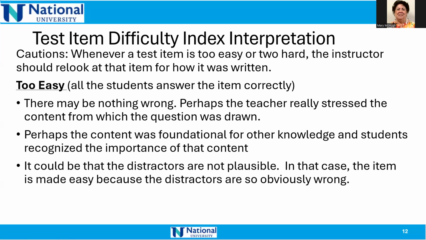It could be that the distractors are not plausible. In that case, the item is made easy because all the distractors are so obviously wrong, there can only obviously be one correct answer. So if the distractors are not plausible, then that question needs attention because, as I said earlier, one of the key requirements of a test item is that the distractors are plausible.